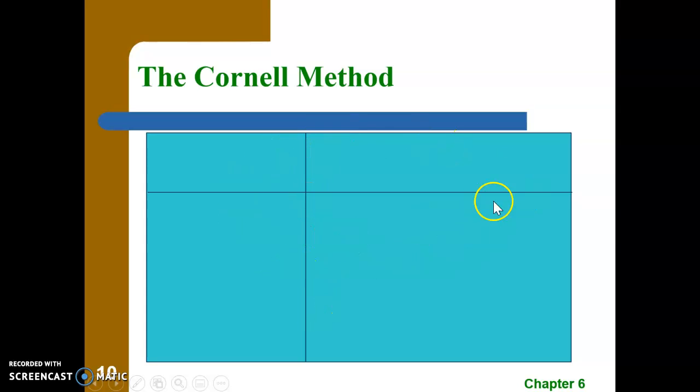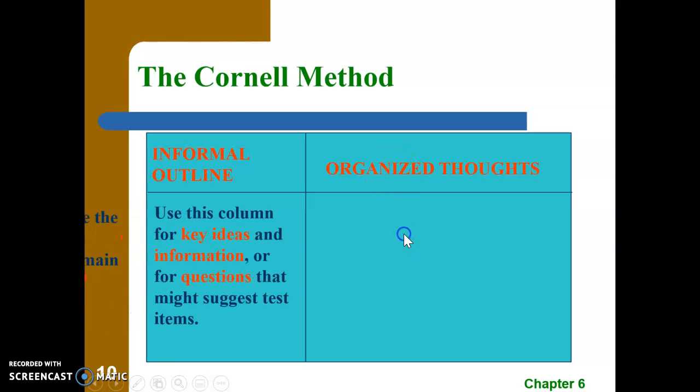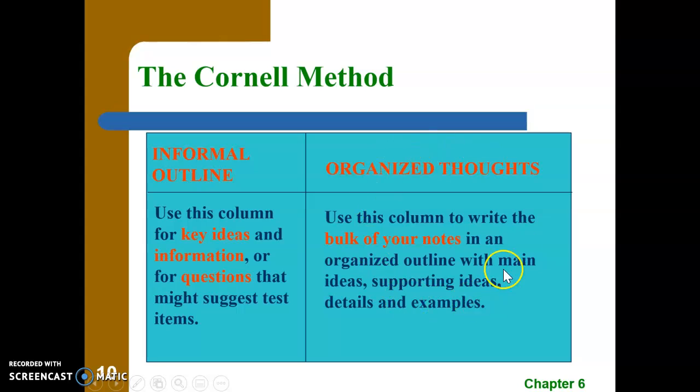So if we were thinking that this is a piece of paper, we're going to use it just like this. Now, on the left side of our page, this would be our margin. This is called our informal outline. And on the right side, we're going to have our organized thoughts. The right side of my paper is where I'm going to write the bulk of my notes. This is going to be the main part of my notes. So what we were writing up on the board, this would go on the right side of your paper.